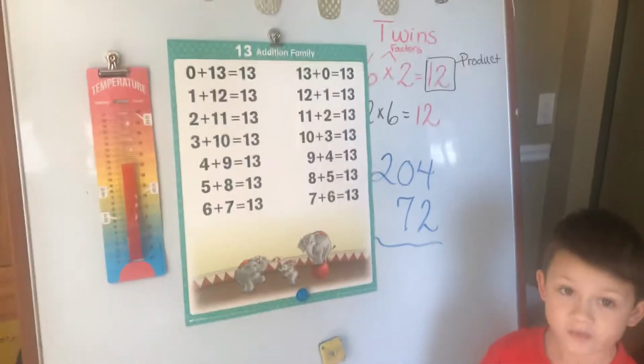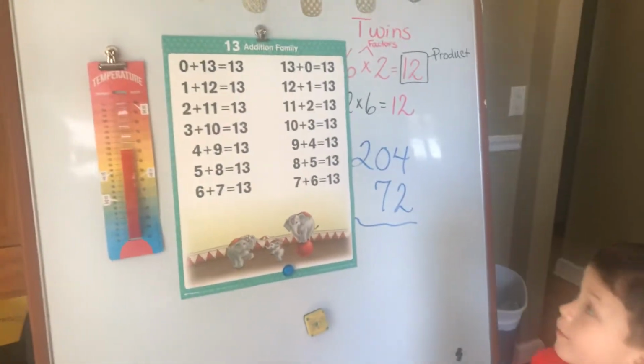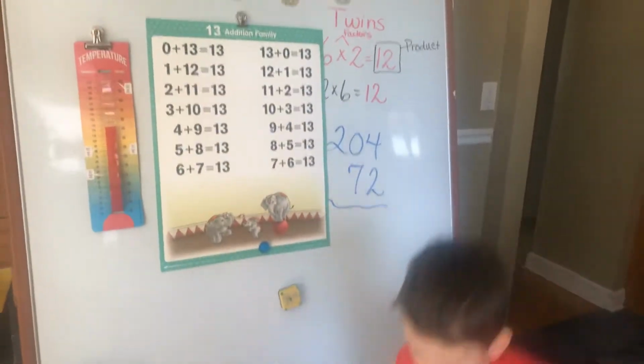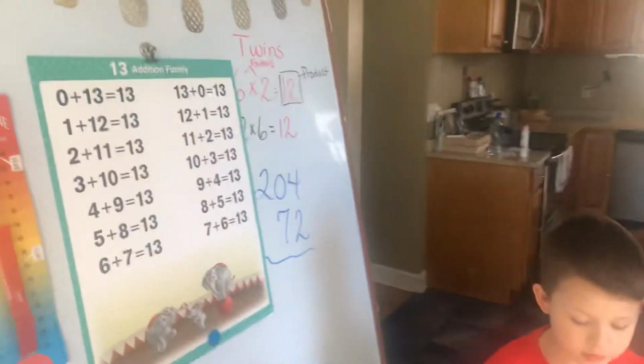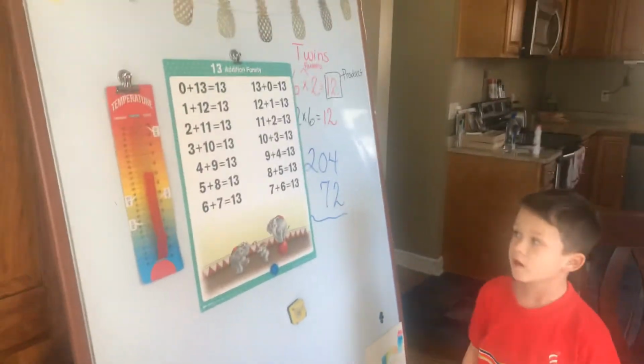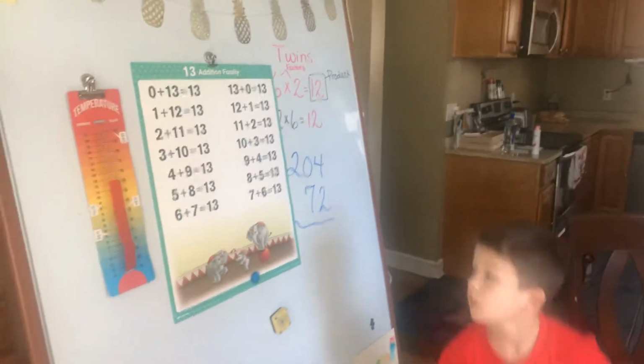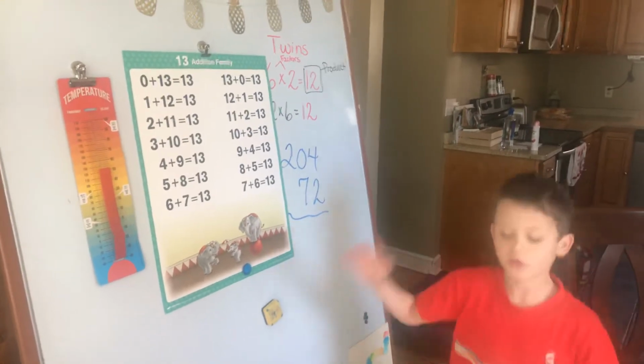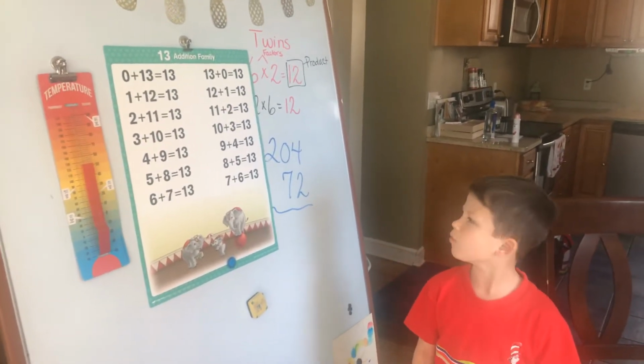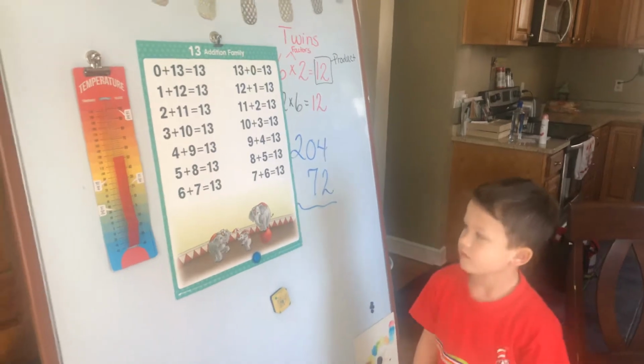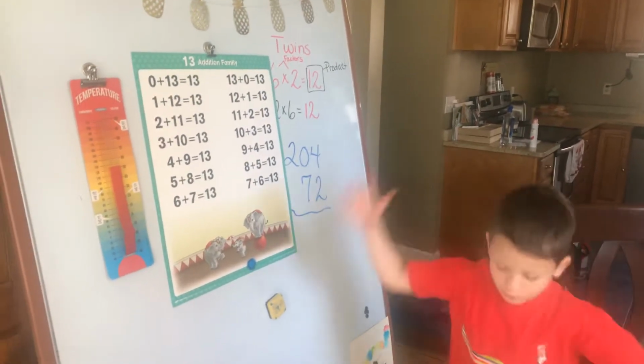0 plus 13 equals 13. 1 plus 12 equals 13. 2 plus 11 equals 13. 3 plus 10 equals 13. 4 plus 9 equals 13. 5 plus 8 equals 13. 6 plus 7 equals 13.